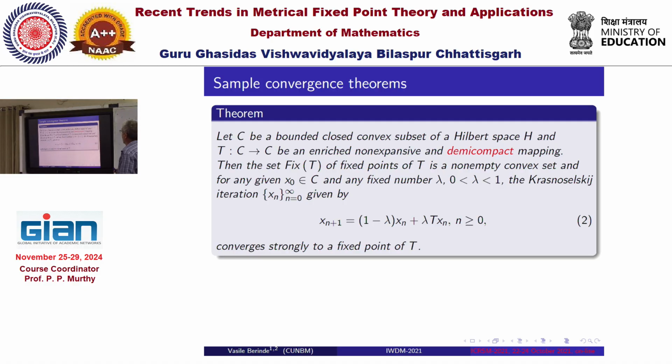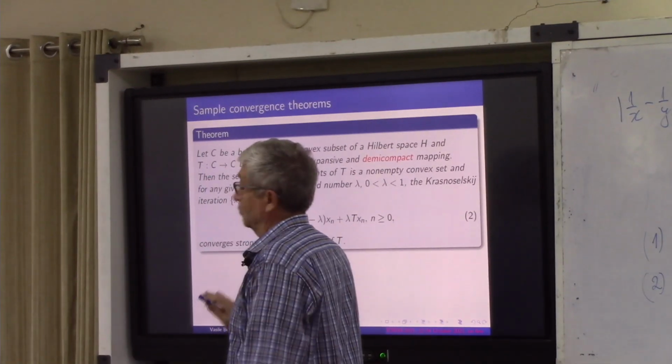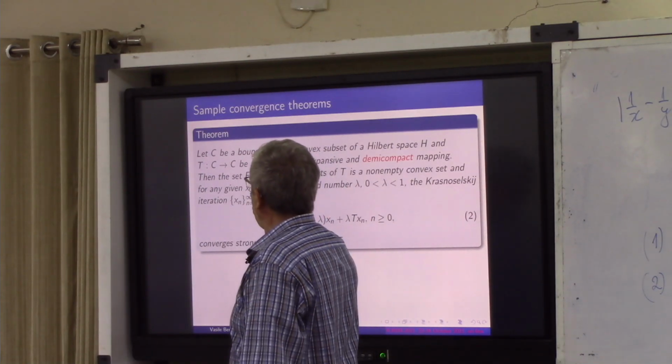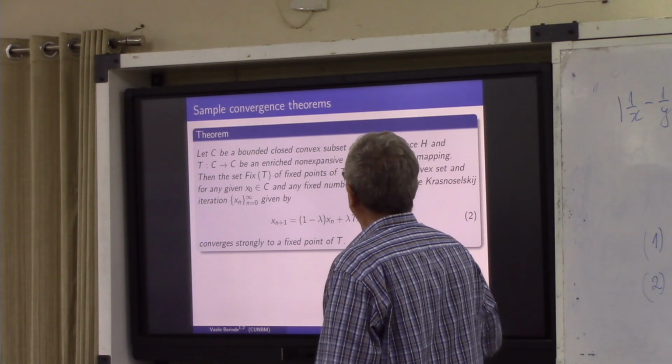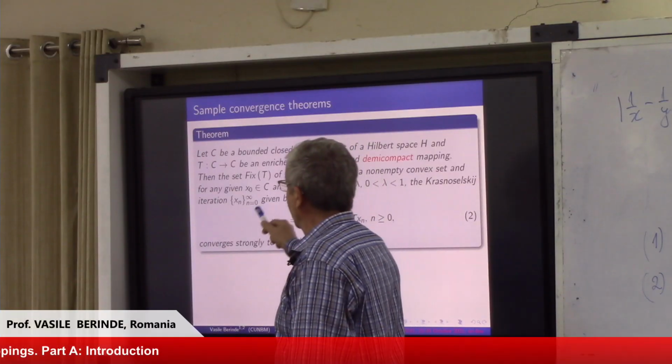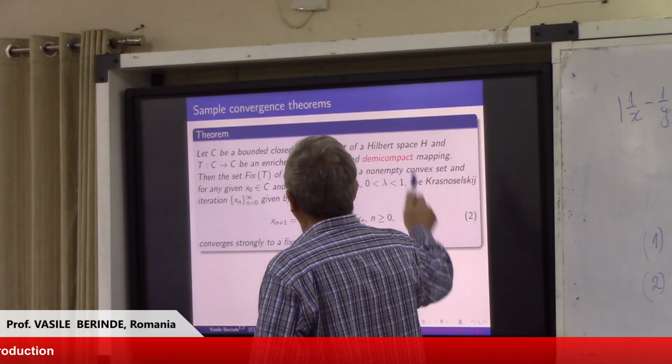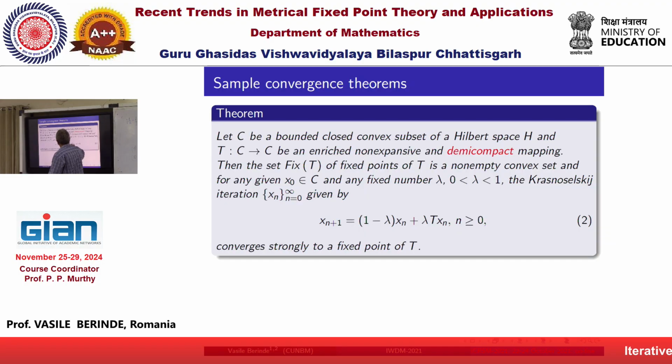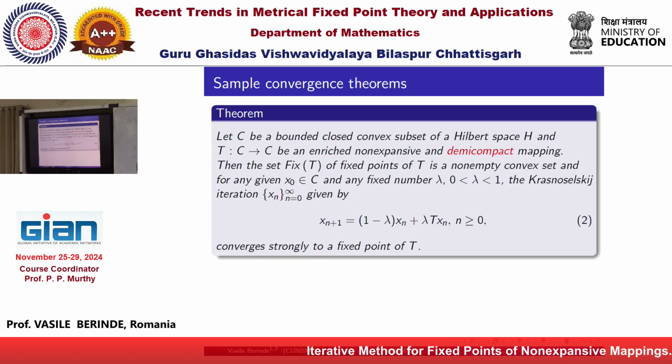In that case, the set of fixed points of T is non-empty and convex, and we can prove important convergence results. For any given x0 and any number lambda, the Krasnoselski iteration scheme, which is a convex combination of xn and T of xn by lambda, converges strongly to a fixed point of T.